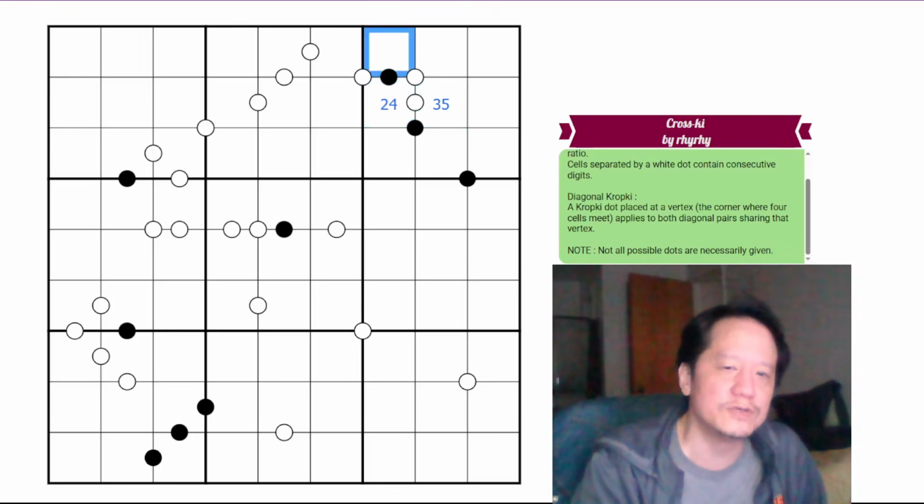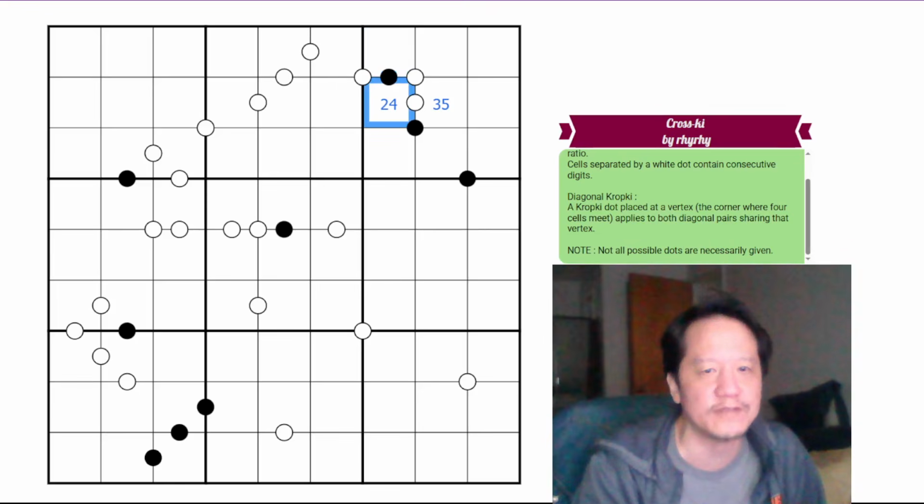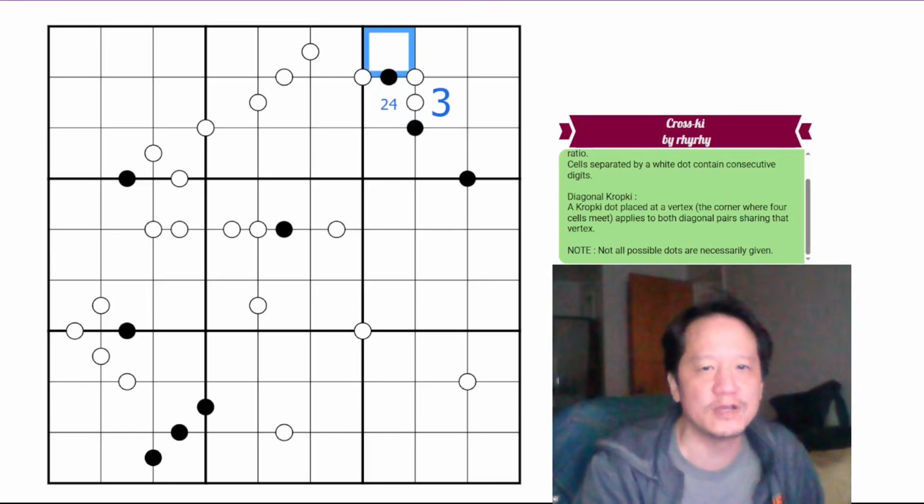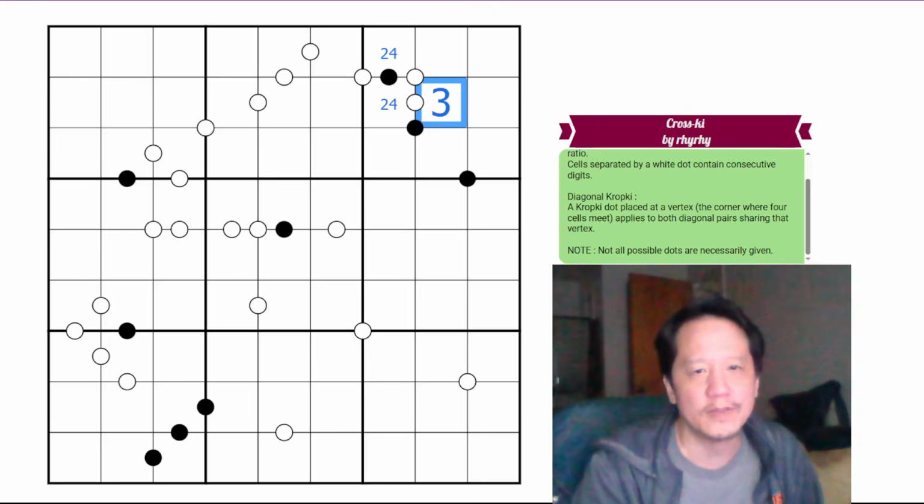Well, these two are in a 1 to 2 ratio, and this is consecutive with both of them. So I think it cannot be 5, because if it's 5, that's 4 and 6 to be consecutive with it, and 4 and 6 is not a 1 to 2 ratio. So this must be 3 here, and this must be 2 or 4. That means this digit cannot be 3, it has to be 1 or 5 to be consecutive with that.